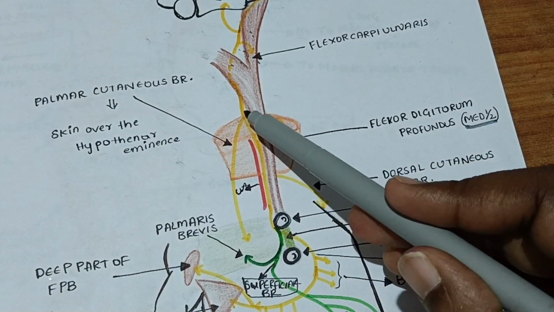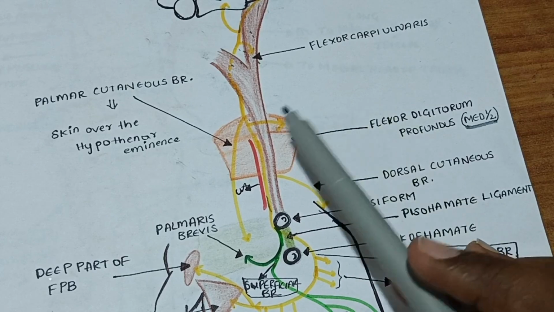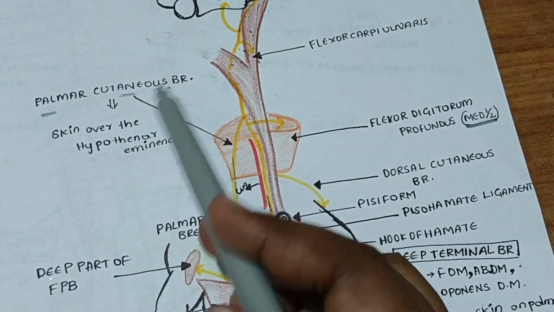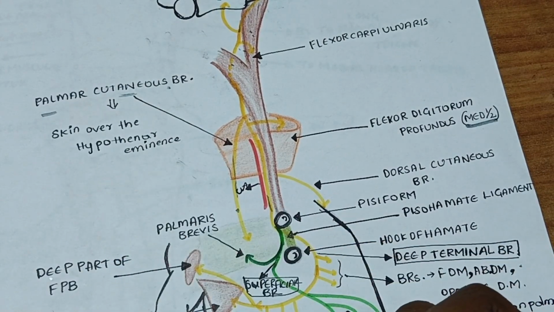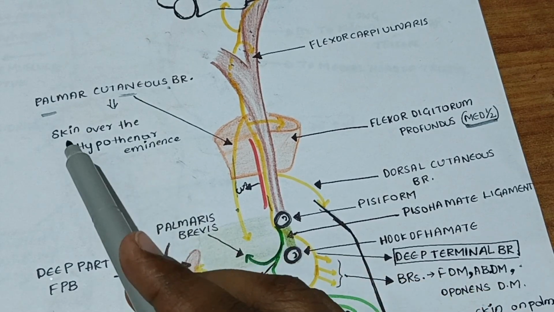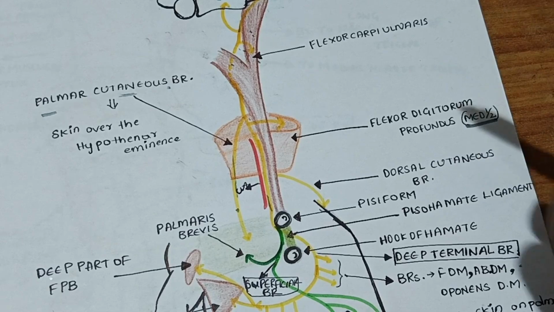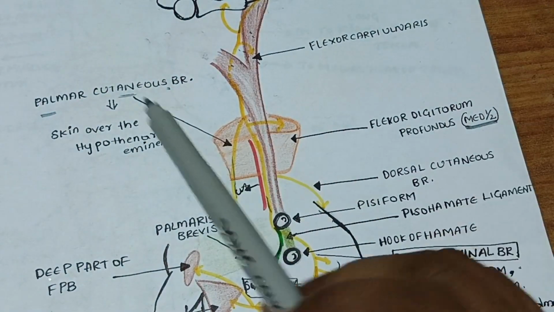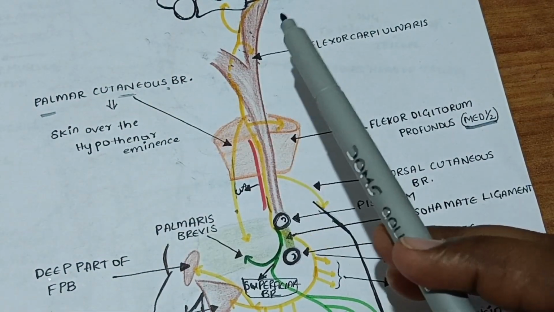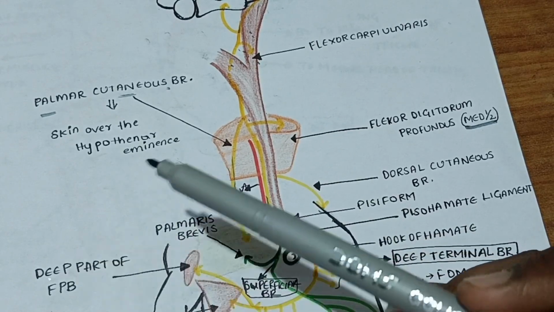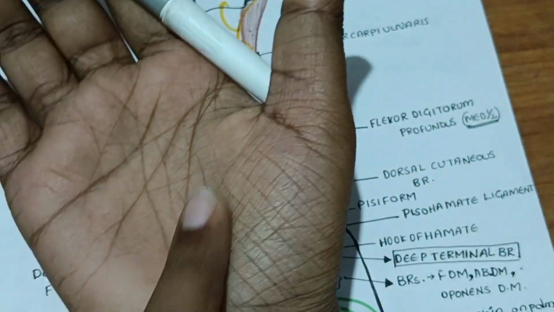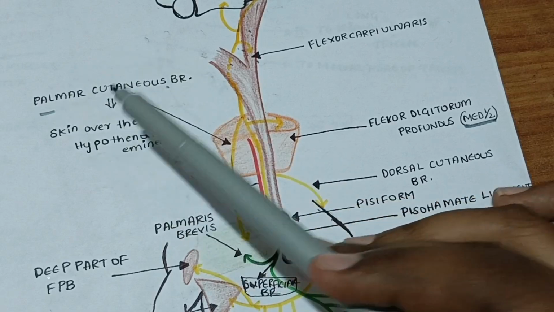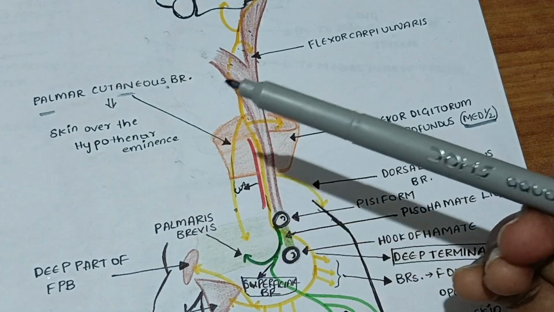Before it enters the flexor digitorum profundus, it gives a branch known as the palmar cutaneous branch. It is a sensory branch that supplies the skin over the hypothenar eminence. This is the thenar eminence and this is the hypothenar eminence. So the palmar cutaneous branch of the ulnar nerve supplies the skin over the hypothenar eminence.